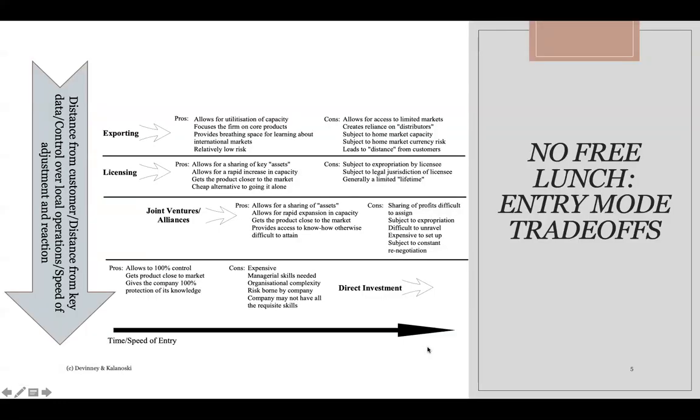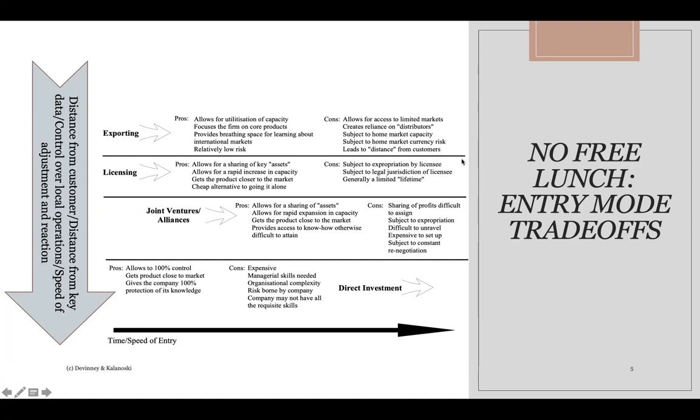And we also talked about the pros and cons of different approaches. As you move from the top of these, which is exporting, to the bottom of these, which is direct ownership, the key here is that you're engaging in distance. Distance from customer increases. Distance from key data increases. Control of local operations rises. Here, I get more control from direct investment than I do exporting. And speed of adjustment and reaction is faster down here than it is up here.